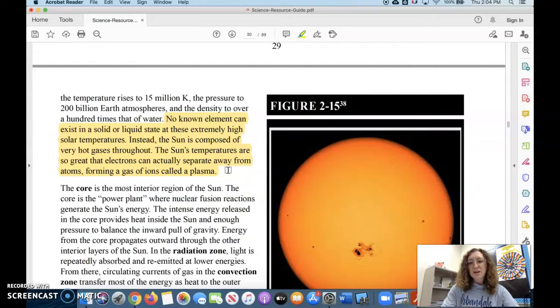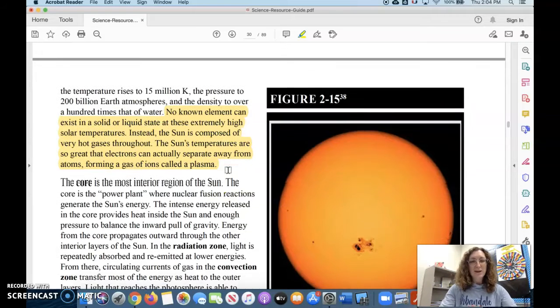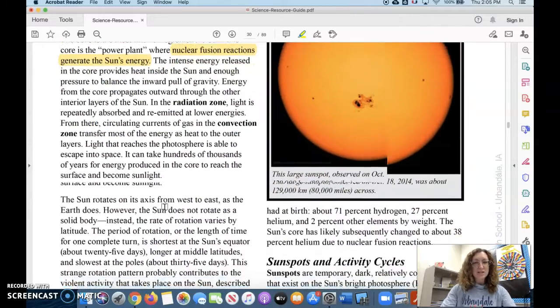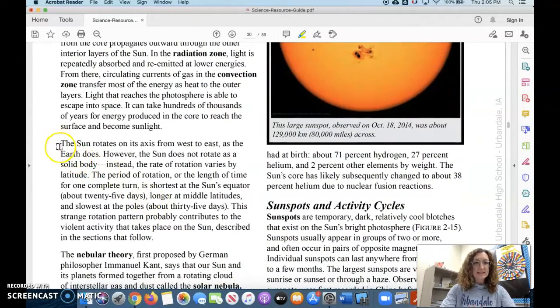So remember when we were talking about the excitation of atoms and how their electrons move further and further away? When they actually separate from the atoms, that makes plasma. How cool, right? Nuclear fusion is the process that creates the sun's energy. Fascinating stuff. Creates lots and lots of energy.